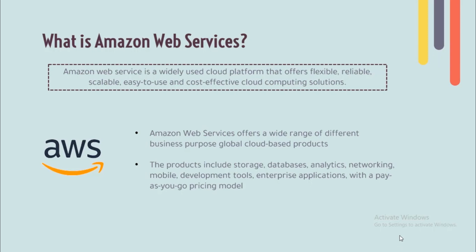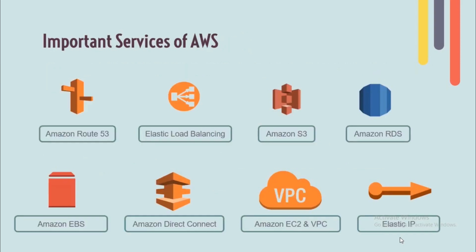So you can pay as per your requirements and then use the cloud services provided by Amazon. Now there are a few of the most important services provided by Amazon, and these are Amazon Route 53, Elastic Load Balancing, Amazon S3, Amazon RDS, Amazon EBS, Amazon Direct Connect, Amazon EC2 and VPC, and Elastic IP.